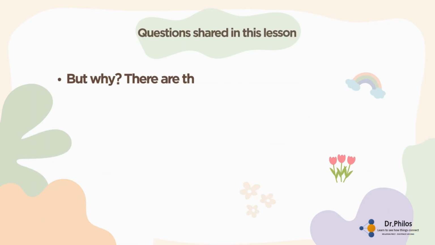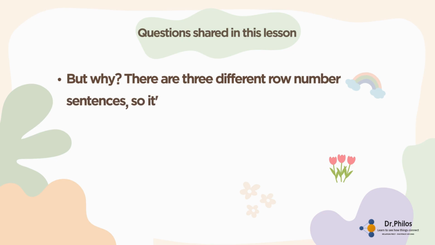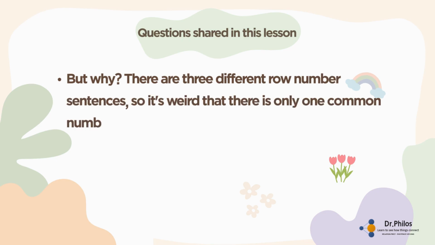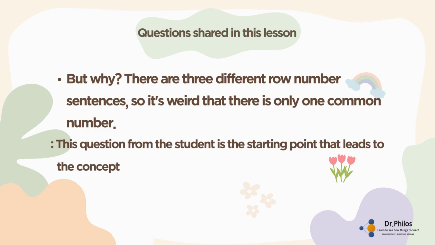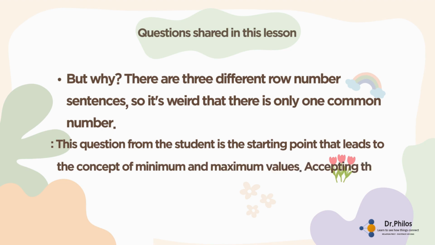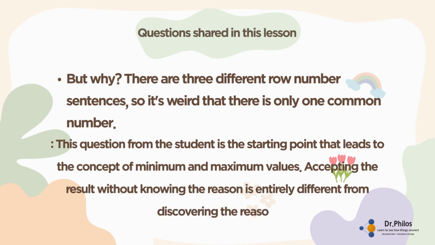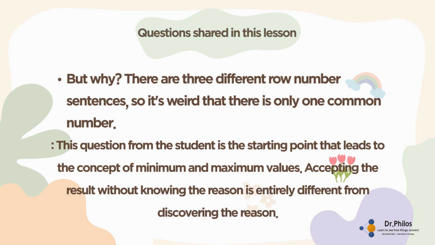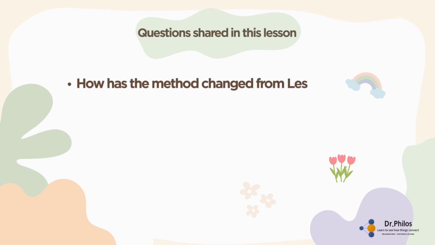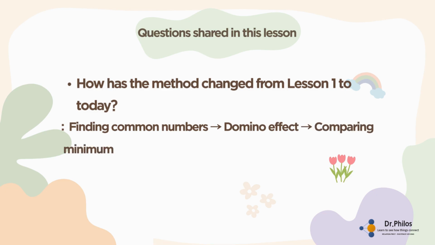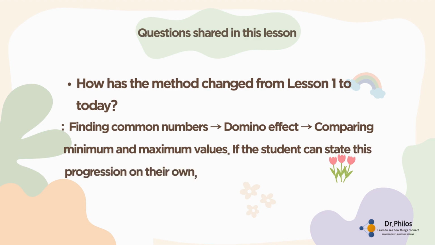But why? There are 3 different row number sentences, so it's weird that there is only one common number. This question from the student is the starting point that leads to the concept of minimum and maximum values. Accepting the result without knowing the reason is entirely different from discovering the reason. How has the method changed from Lesson 1 to today? Finding common numbers, domino effect, comparing minimum and maximum values. If the student can state this progression on their own, the 3 lessons are successfully connected as one.